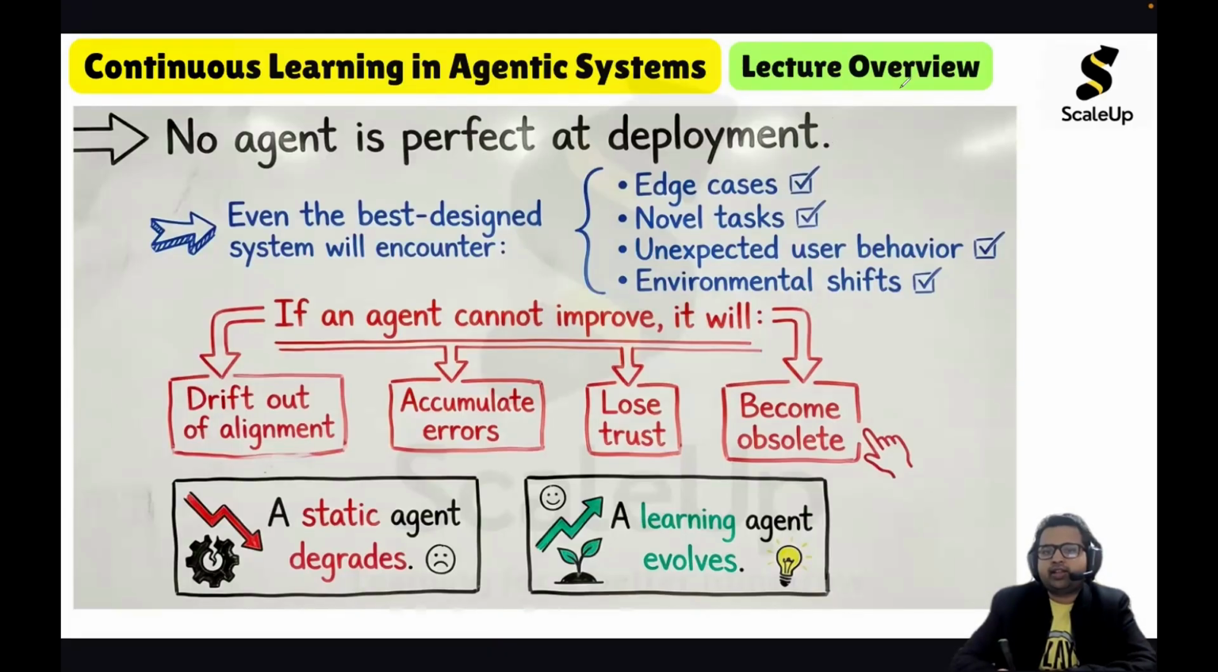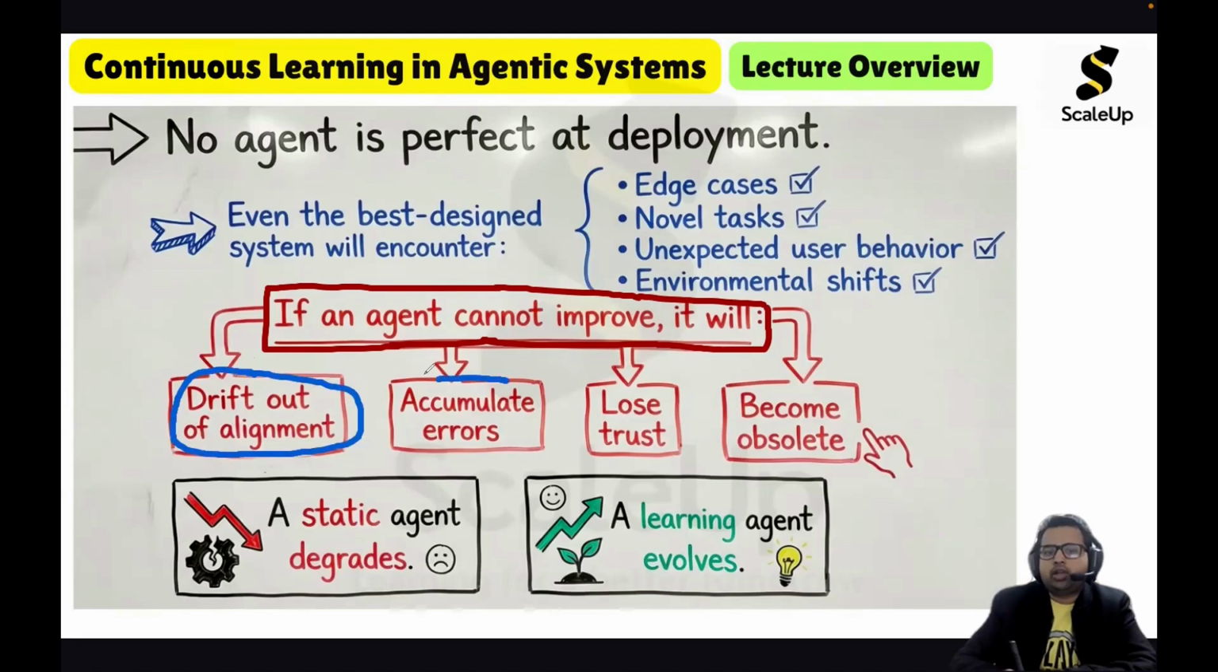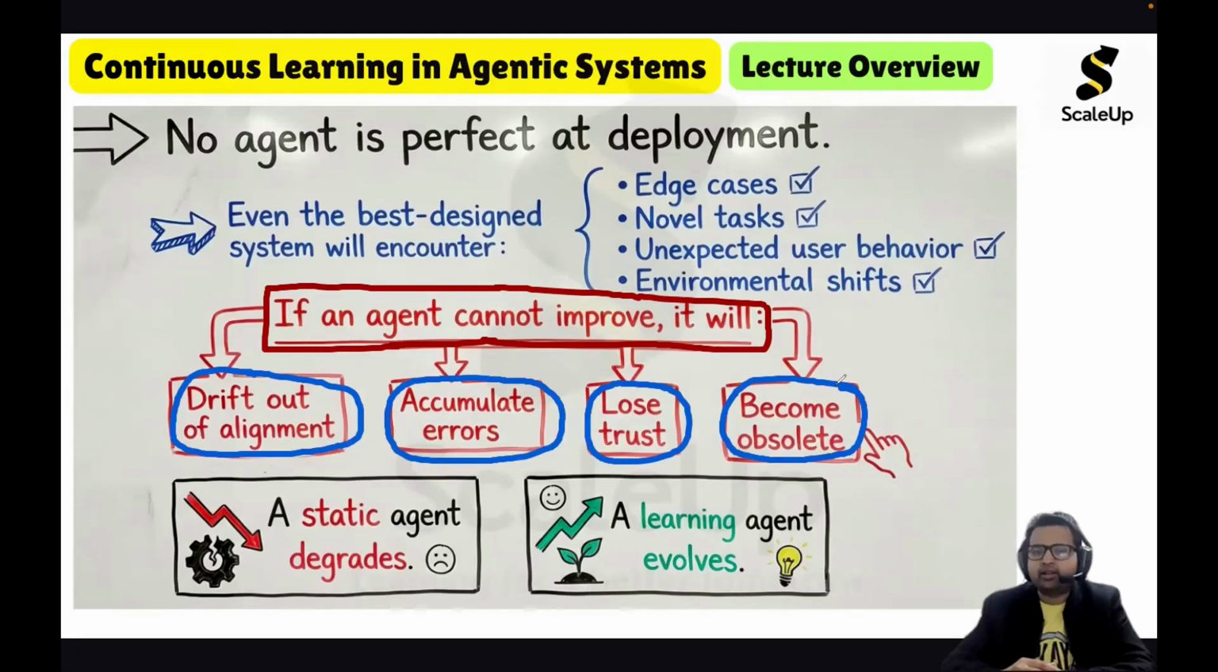So the idea is that if an agent cannot improve with time, it will drift out of alignment. It will accumulate errors, it will lose trust, and it will become obsolete. So there is a need for agents to continuously learn. That is what this lecture is about: continuous learning in agentic systems.